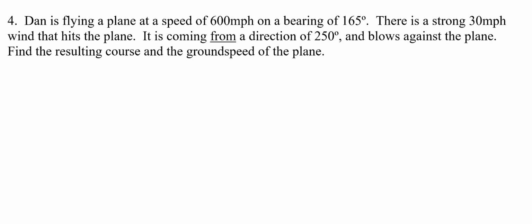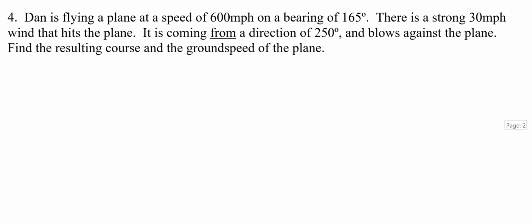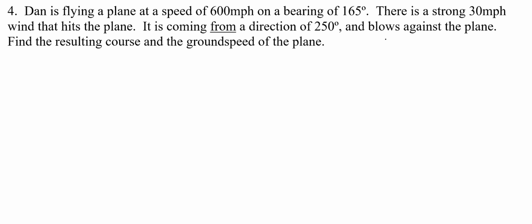So now we're getting into some bearing problems. Dan the man is flying a plane at 600 miles an hour on a bearing of 165 degrees. So the very first thing you're going to do is draw a dotted line. Remember, it is a triangle chapter, so you're forming a triangle. These are definitely ones that you have to practice.